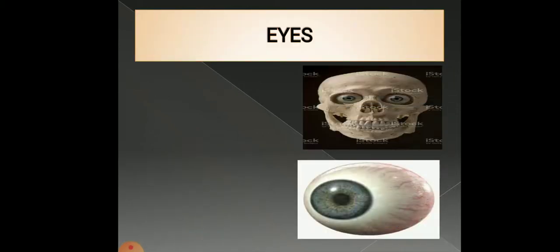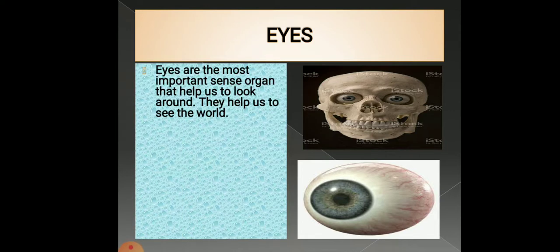So today I am going to tell you about the eyes, the importance of the eyes, how we are able to see the world. As you know, I have told you before also, in the skull there are two pits. Got it? And the eyes are fit inside these pits. So eyes are the most important sense organs that help us to look around. They help us to see the world. So eyes are very important and we have to take great care of our eyes. They are fit into the sockets of the skull. These are known as orbit.